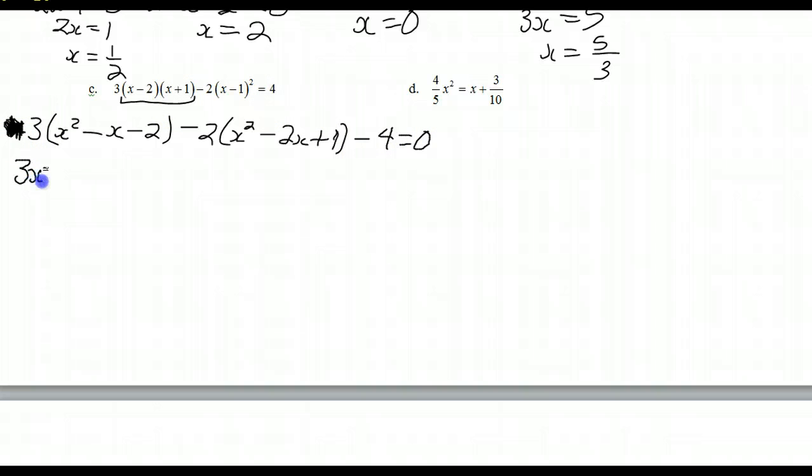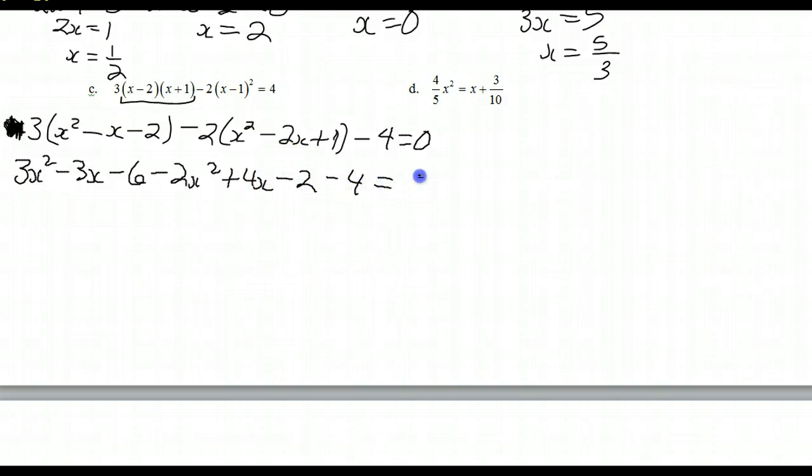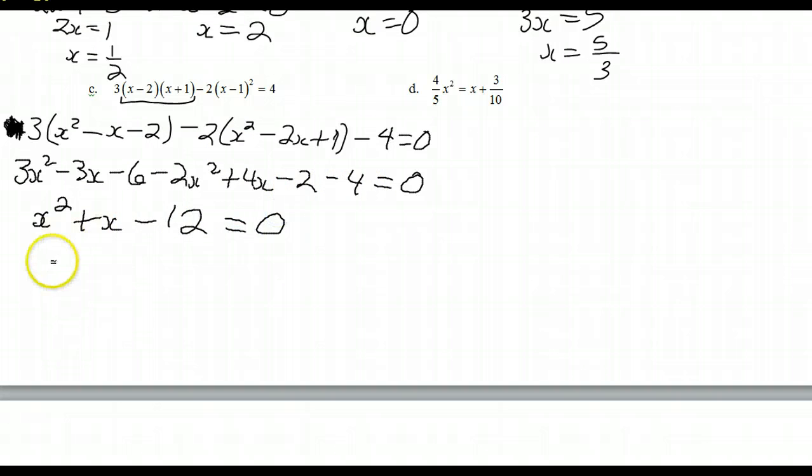Okay, collecting terms. 3x squared minus 3x minus 6. Negative 2 here, it's going to distribute through. All these signs are going to change. So we get minus 2x squared plus 4x minus 2 minus 4, and that's equal to 0. Okay, collecting: 3x squared minus 2x squared, 1x squared, minus 3x plus 4x is plus x, minus 6, minus 2 is minus 8, minus 4 will be minus 12, is equal to 0.